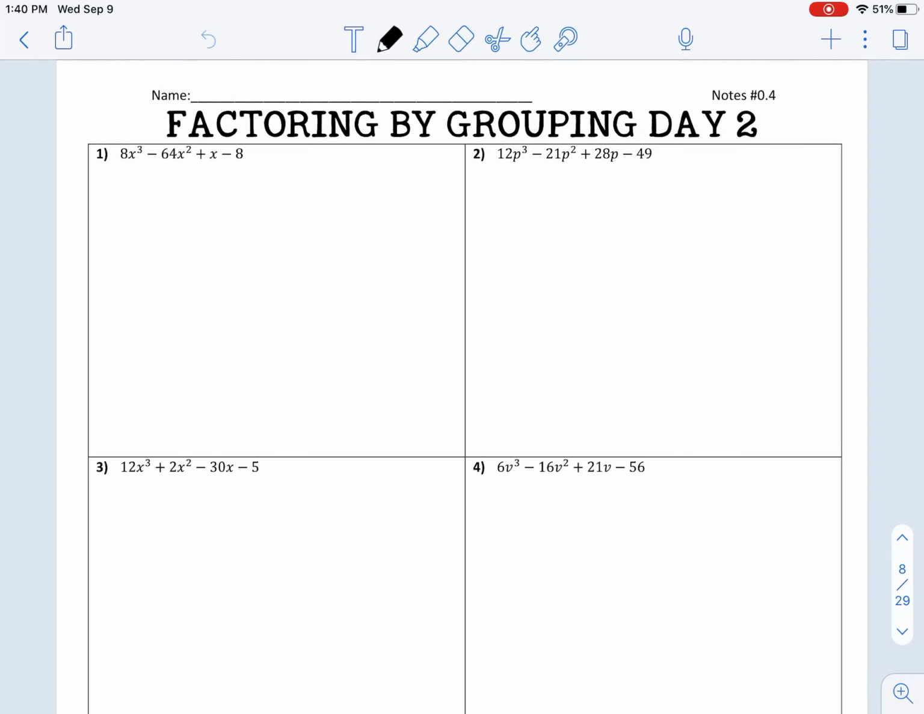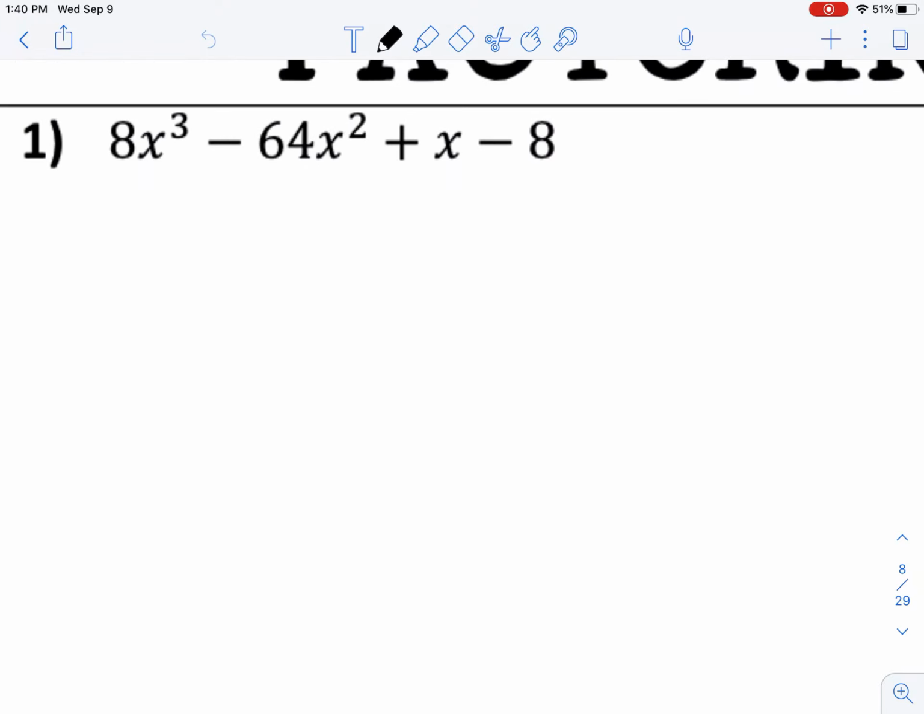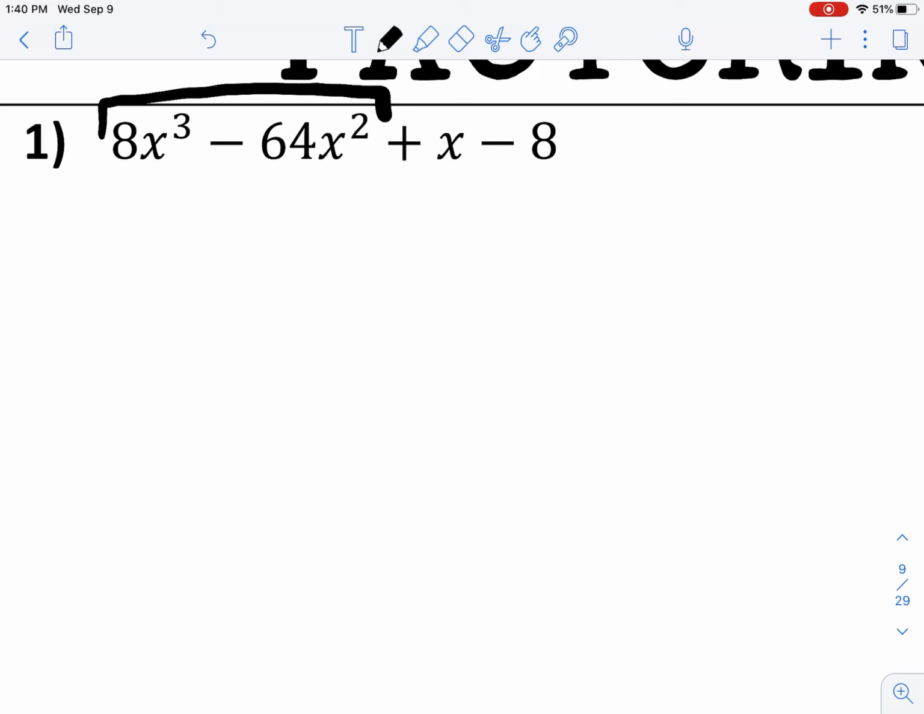Welcome back. We are doing notes 0.4 right now, which is essentially the same thing as yesterday or notes 0.3. We are just going to practice factoring by grouping a little bit more. So we're just going to jump right into it. We've got 4 terms here. We need to mark our groups. So group 1 will be my first 2 terms and group 2 will be my second 2 terms.